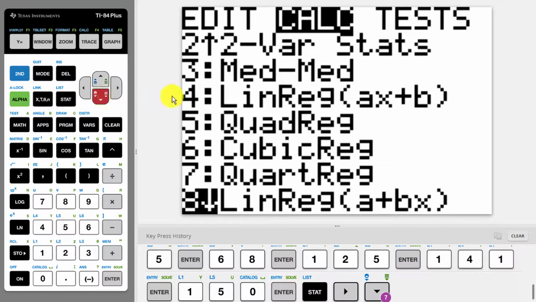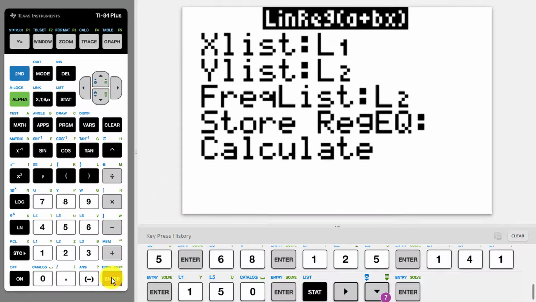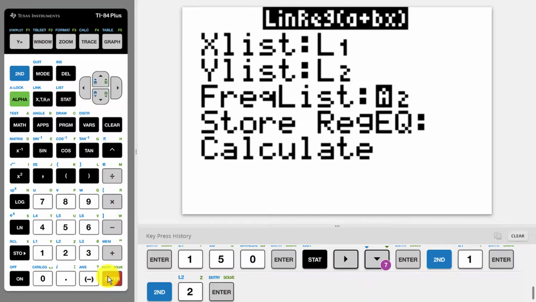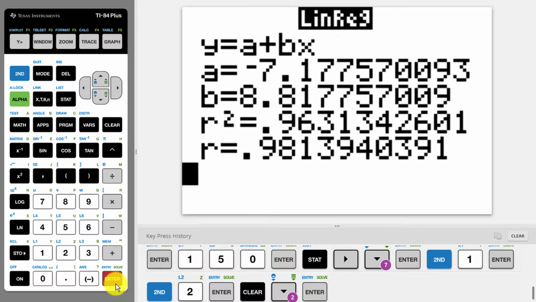You'll notice option 4 is also linear regression, but is in the form ax plus b. You will get the same answer using options 4 or 8, but option 8 matches the form of the equation we have been using, so that's the one that I will be using. Press enter, and you will be prompted to enter the x and y lists. If the lists don't already say L1 and L2, press second 1, enter, second 2 to change the lists. Leave the frequency list and store reg EQ blank, and press enter over calculate.